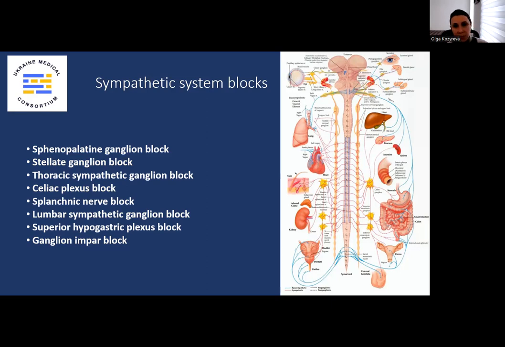So there are other blocks that exist. I like pelvic blocks because basically you can numb the pelvic area using a hypogastric plexus block or ganglion impar block. It can be very, very helpful for patients who have painful pelvic malignancy, genitourinary malignancy, or gynecological malignancy.